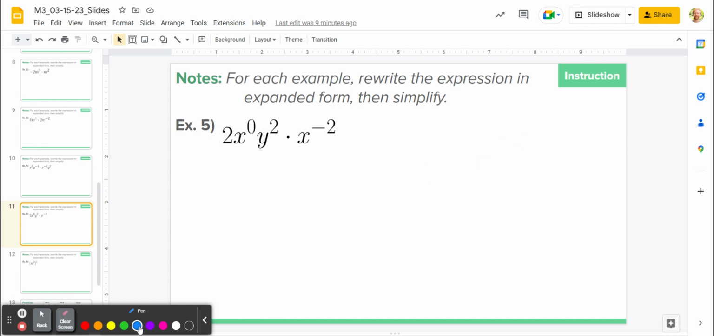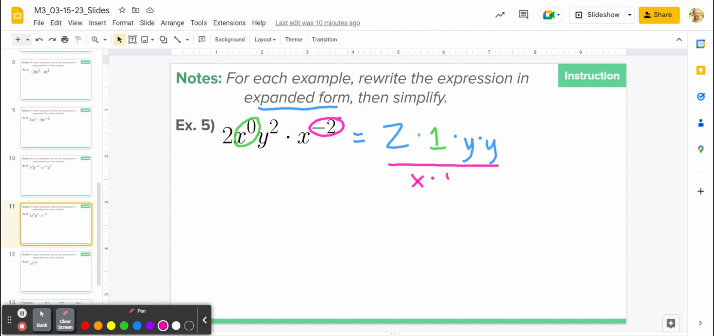So we're going to keep building complexity here. First off, for expanded form, we'll have 2 up top. And then we run into this instance of x to the 0 power. Anything to the 0 power should be 1. So it'll be 2 times 1 to start. We can finish out our top with y times y. And since we have a negative exponent with x to the negative 2, we'll divide by x times x.